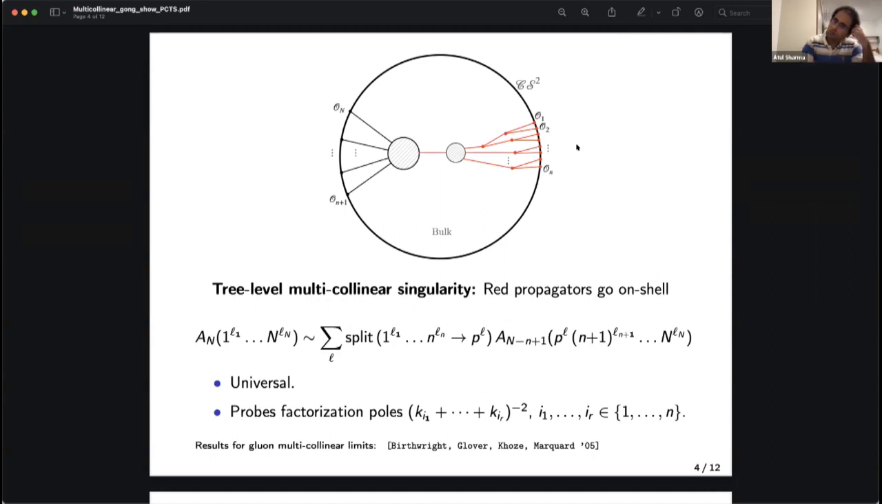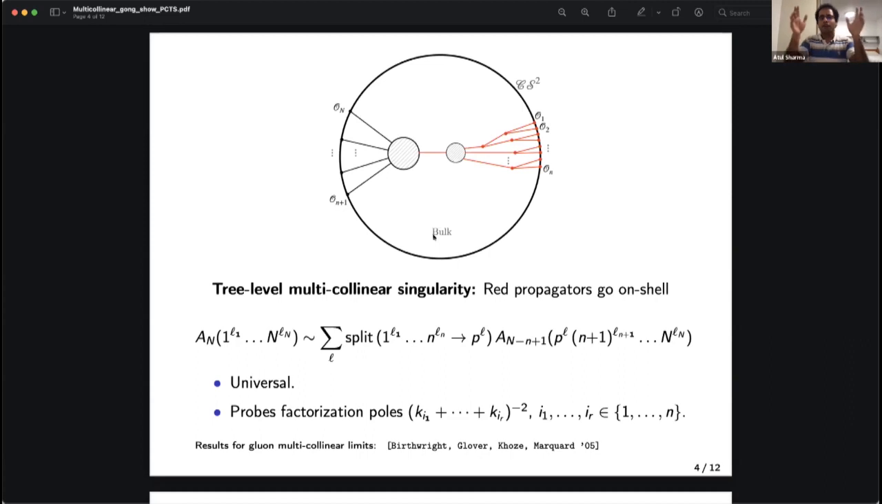What this automatically does for you is it recursively probes all the factorization, all the propagators that I've drawn in red here, because they all go on shell simultaneously, because they all involve only the collinear momenta. And at least for gluons, it has been shown that this has a universal structure where a capital N point momentum space amplitude factorizes into a bunch of splitting functions, very similar to the two-particle collinear limit, and smaller subamplitudes. For gravitons, we don't have any such results, but I can mention that later if someone asks me.